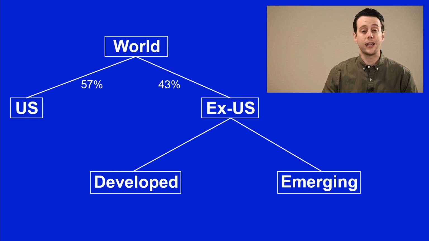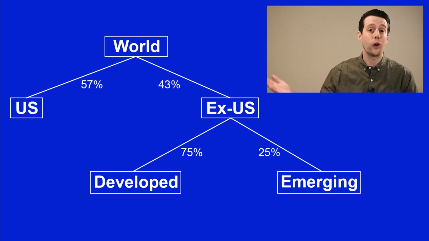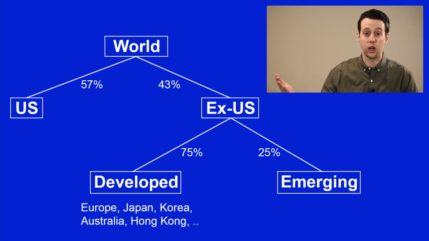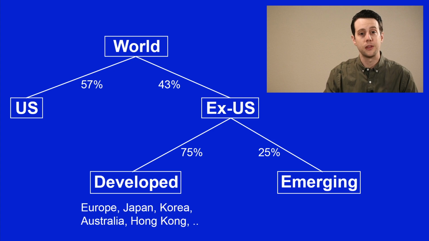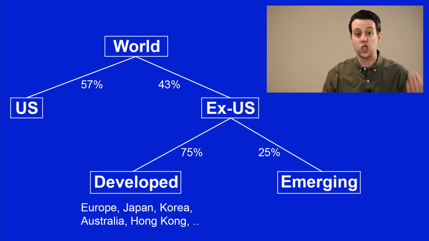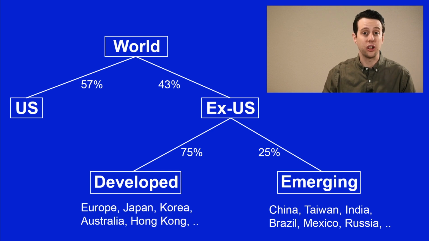At this point, we can step down another level in the ex-US branch, and we divide it between developed and emerging markets. Developed markets account for roughly 75% of the ex-US market, while emerging markets account for the other 25%. Developed markets are basically most countries in Europe, then Japan, Korea, Australia, Hong Kong, and a couple more. Emerging markets include countries like China, Taiwan, India, Brazil, Mexico, Russia, and many others.